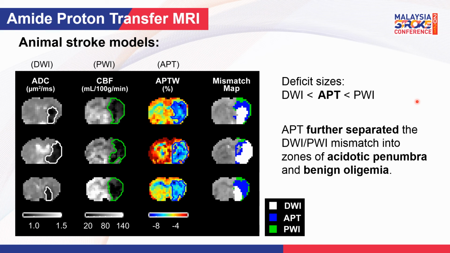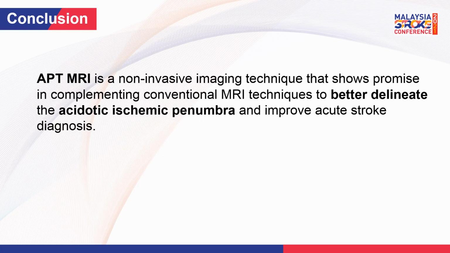So basically, this means that APT was able to further separate the diffusion and perfusion mismatches into zones of acidotic penumbra and benign oligemia. And essentially, APT was able to better delineate the penumbra area compared to the conventional MRI. So in conclusion, APT MRI is a non-invasive imaging technique that shows promise in complementing conventional MRI techniques to better delineate the acidotic ischemic penumbra and improve acute stroke diagnosis.